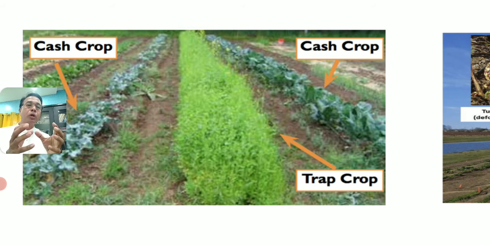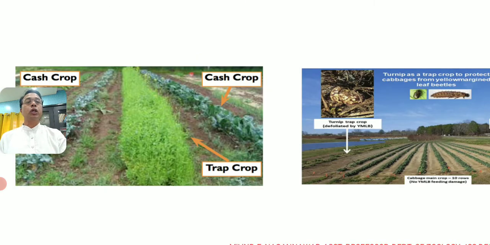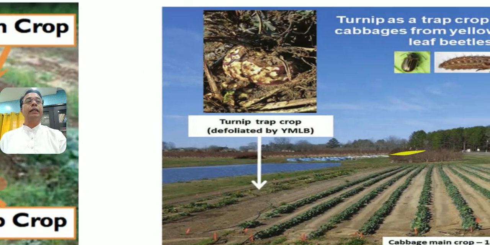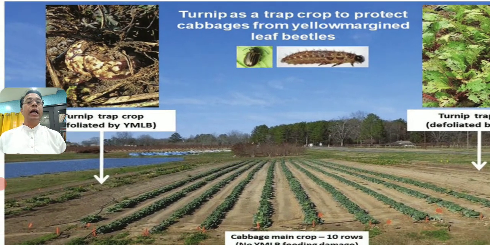So this trap crop is completely infected with these pests, but the cash crop is completely safe. Once they attack here, the trap crop can be removed, and the cash crop, the economically important crop, can be saved by this. So there is turnip as a trap crop to protect cabbages from yellow margined leaf beetles. Is it clear?